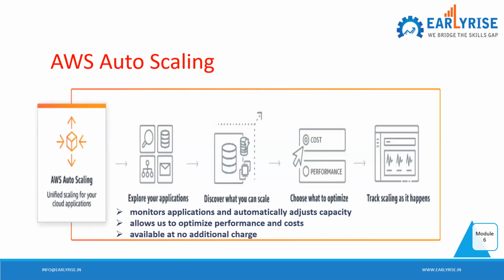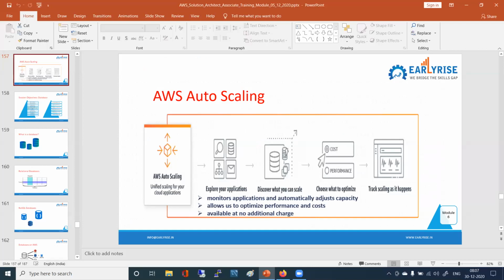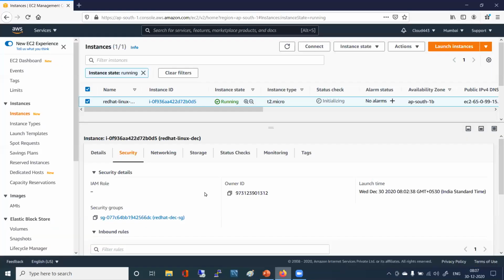Today I had just given some basic introduction on auto scaling. It monitors applications and automatically adjusts capacity. It allows us to optimize performance and costs, and is available at no additional charge. However many systems you want to run horizontally, those many systems will run automatically. You just have to do the configuration. So let's look at auto scaling.